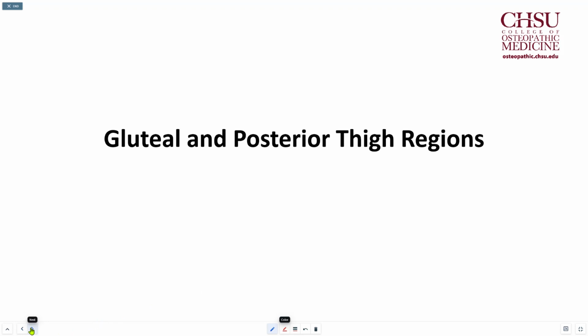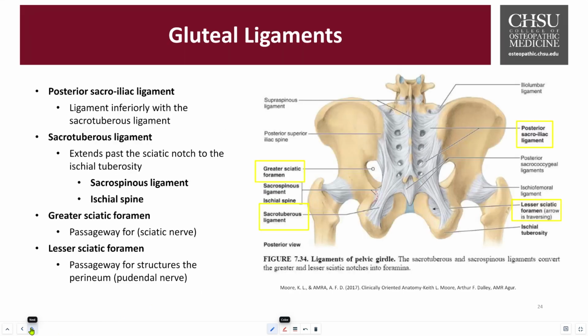All right, let's jump into the gluteal and posterior thigh regions and talk a little bit about the ligaments and muscles. So ligaments of the hip pelvis, we'll start with the posterior sacroiliac ligament. This connects the sacrum to the iliac bones of the pelvis. Inferiorly, it blends with the sacrotuberous ligament that contributes to pelvic stability. You can see right here, this is the posterior sacroiliac ligaments, and it glues it directly to the vertebrae.